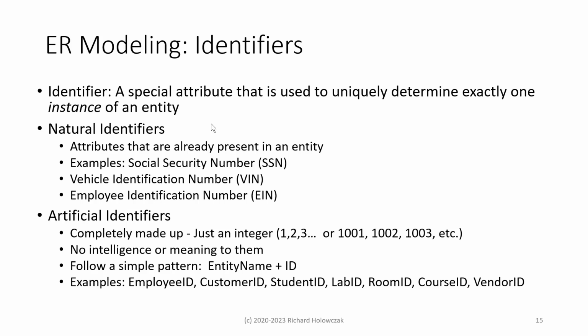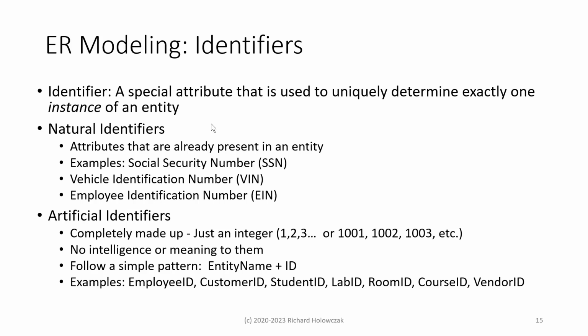Every vendor is given a unique number so that we can instantly tell one instance from another. We don't have to even look at all the other attributes. We can just tell which instance we're looking at by their identifier. Now, there are two types of identifiers that we can come across.